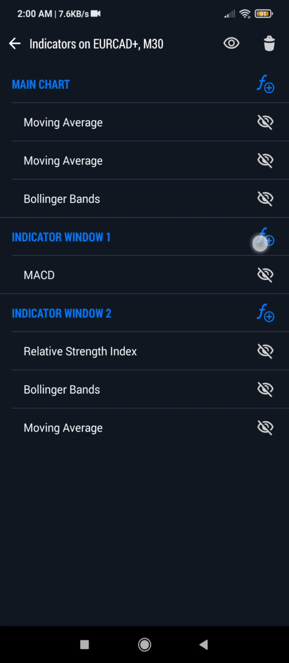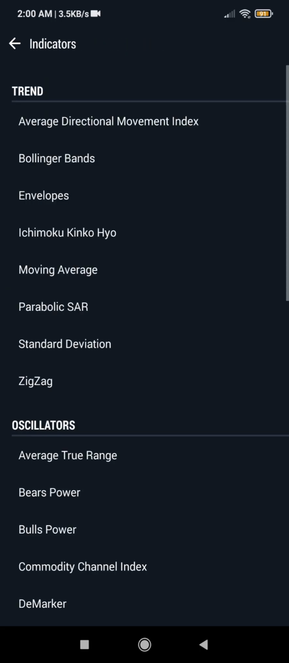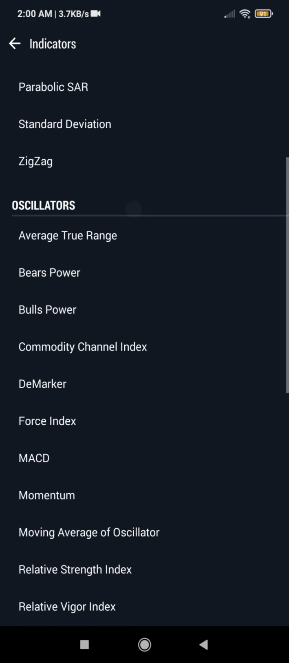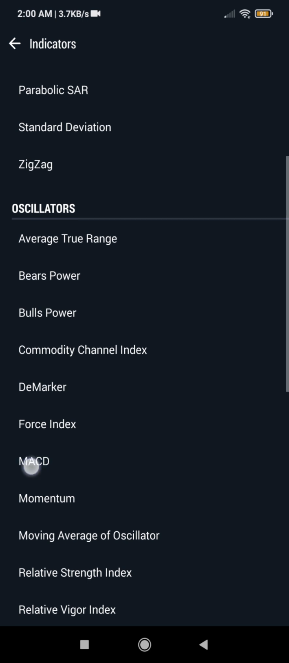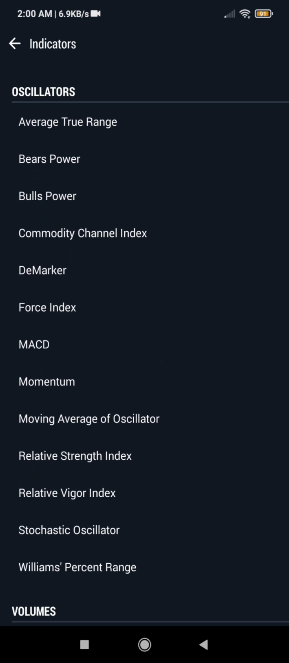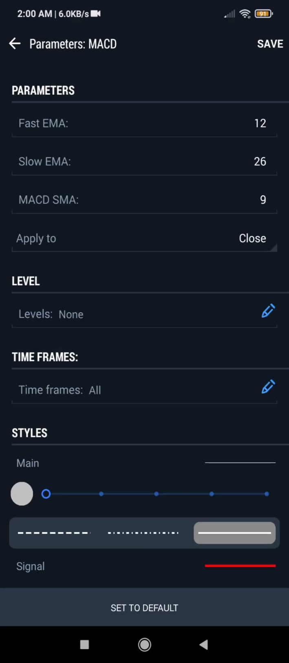Click on the plus sign at the indicator window. Then you are going to look for the MACD indicator. So you will just scroll down, and under the oscillators you will see the MACD. This is what we are interested in. You will click it. For the settings, I am not going to change anything in the fast EMA, the slow EMA, or the MACD SMA. You are going to leave everything as it is.